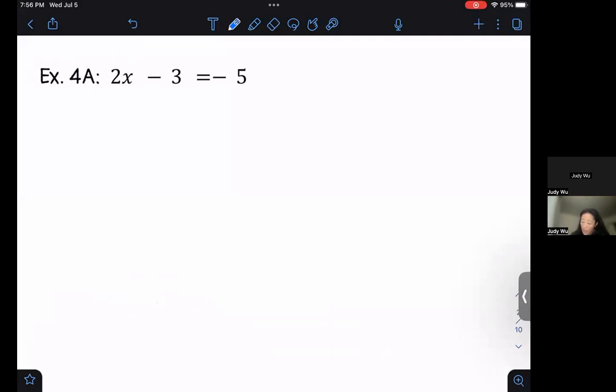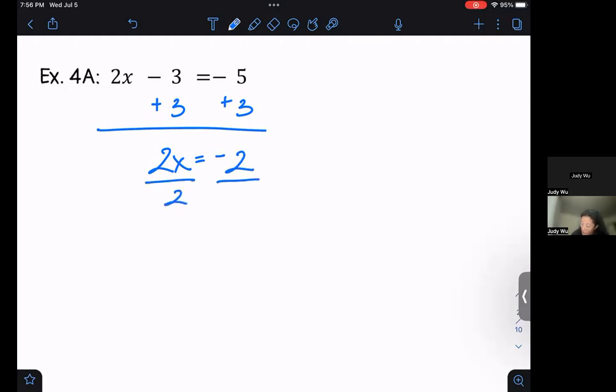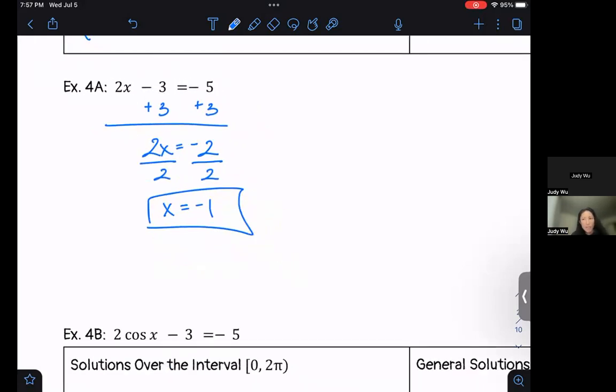Let's say we have 2x minus 3 equals negative 5. How would we solve for x? The first thing we would do, I hope, is add 3 to both sides. Then we would end up with 2x equals, let's see, negative 5 plus 3 is negative 2. Then to get x all by itself, we just divide both sides by 2, and we get x equals negative 1. Not too bad, and also a good refresher of our order of operations when we're solving equations.